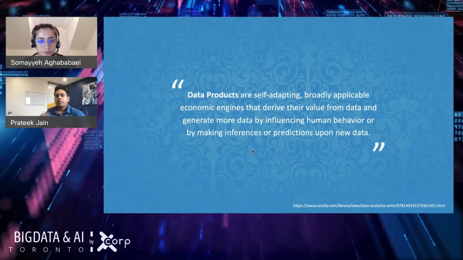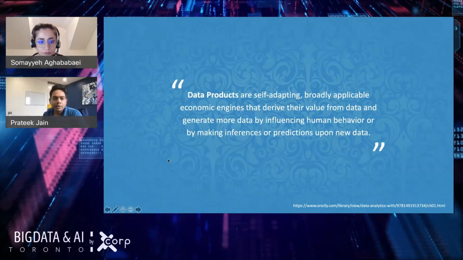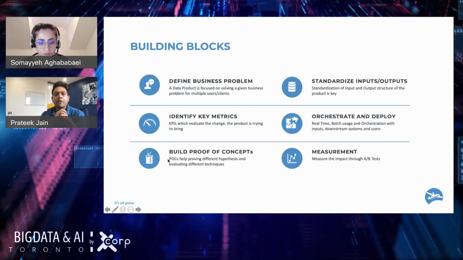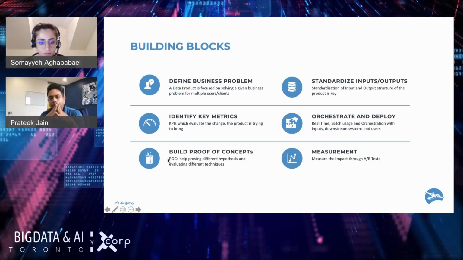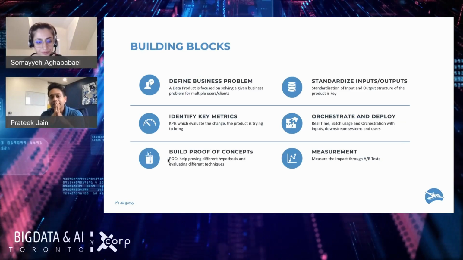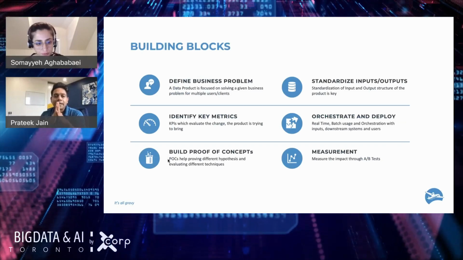So I'll go through the building blocks now. Let's look at how we can build a data product. These are some of the 6 pillars of building a data product. First of all, on the top left, defining the business problem.